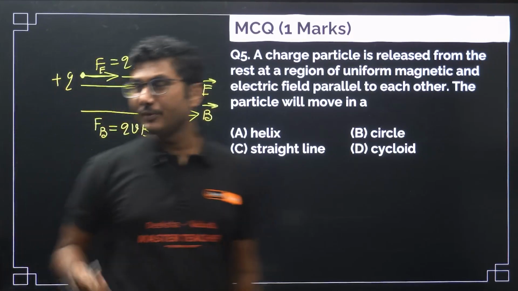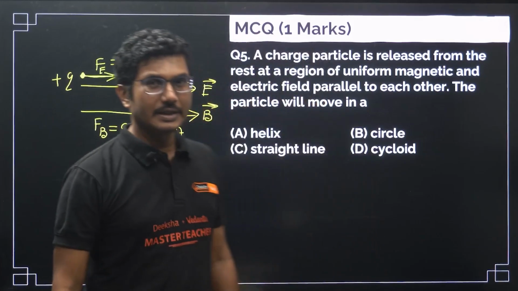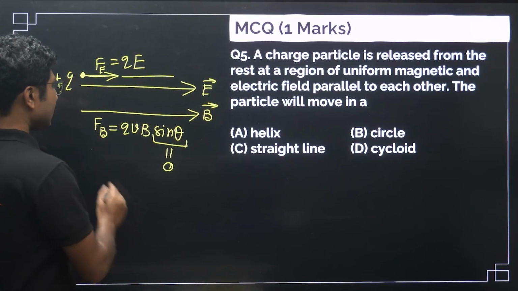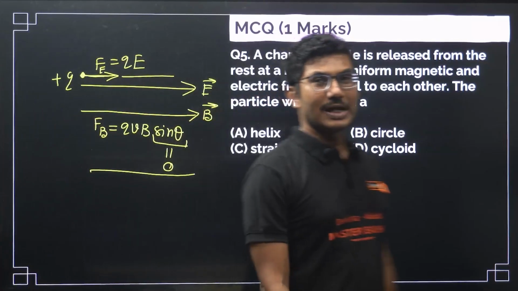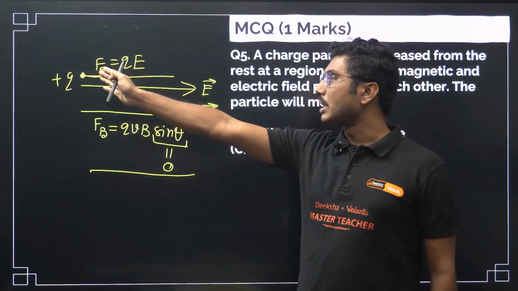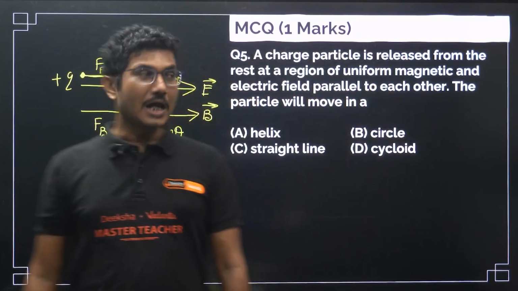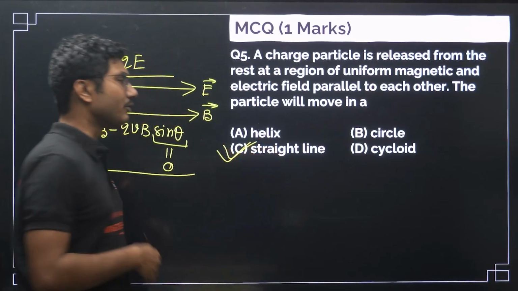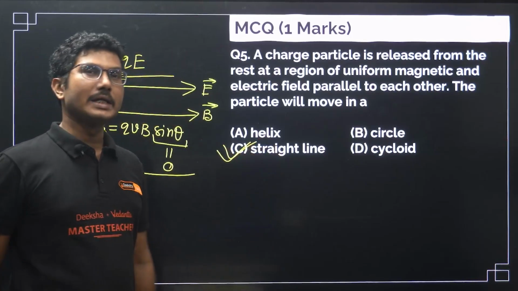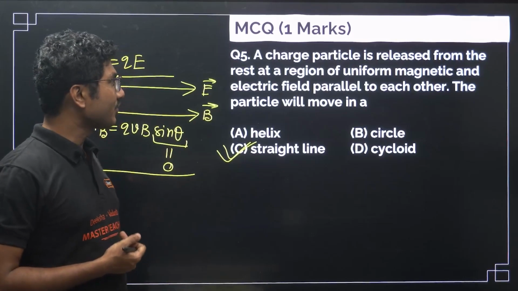In case of negative charge, it will be in the opposite direction, 180 degree angle, sin 180 degree is again 0. So, in both cases you will get magnetic force is 0. So, no magnetic force will act and the charge will continue to move in a straight line. It will not be a helix, it will not be a circle, it will not be a cycloid, it will be a straight line. Again, very intelligent question.